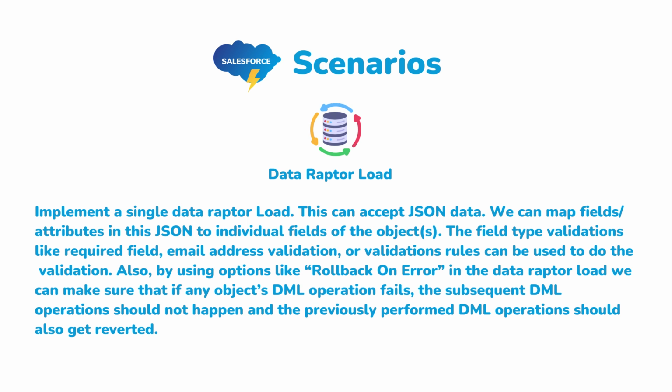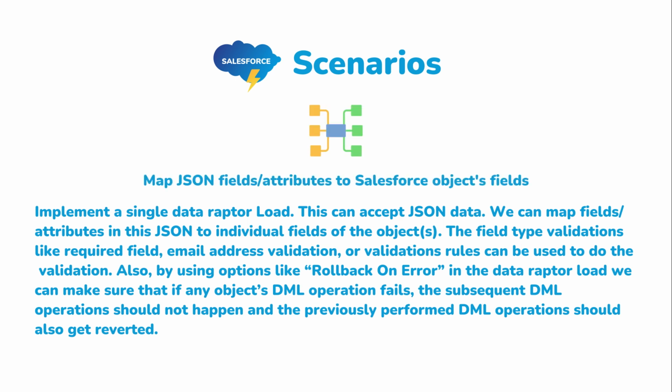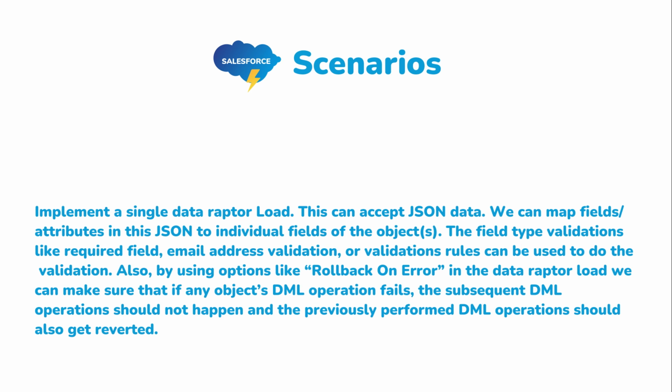This DataRaptor Load can accept JSON data. We can map fields or attributes in this JSON to individual fields of the objects. The field type validations like required field, email address validation, or validation rules can be used to do the validation. Also, by using options like rollback on error in the DataRaptor Load, we can make sure that if any object's DML operation fails, the subsequent DML operations should not happen, and the previously performed DML operations should also get reverted.